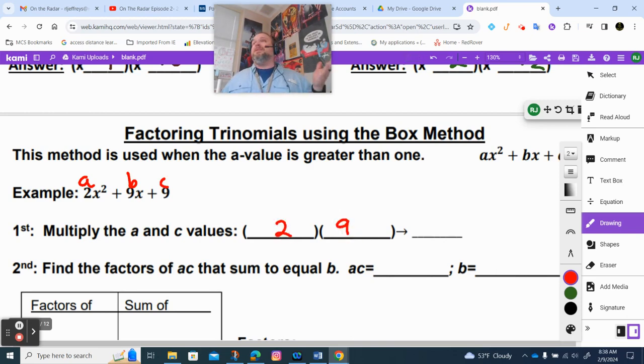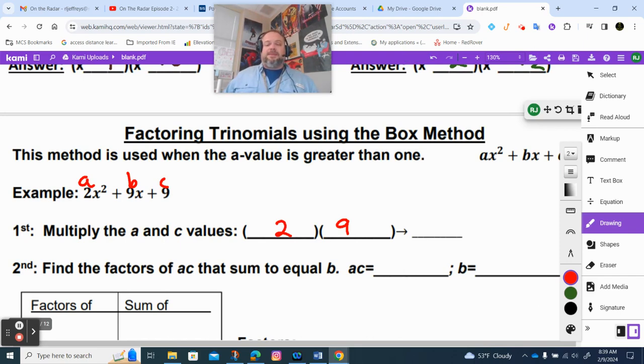Now, I don't know how this came about. Way back when they were probably writing on papyrus, they just hit the opium pipe and they figured this out. I have no idea.